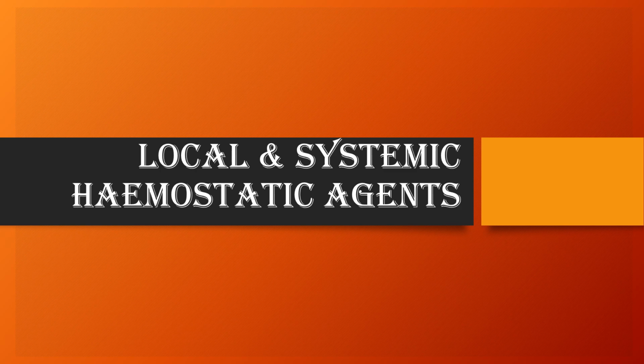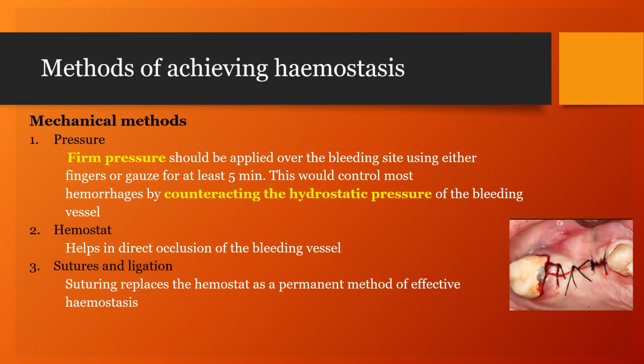Local and systemic hemostatic agents. Methods of achieving hemostasis. We have mechanical methods, in that the first is pressure. Firm pressure should be applied over the bleeding site using either fingers or gauze for at least 5 minutes. This controls most hemorrhages by counteracting the hydrostatic pressure of the bleeding vessel.